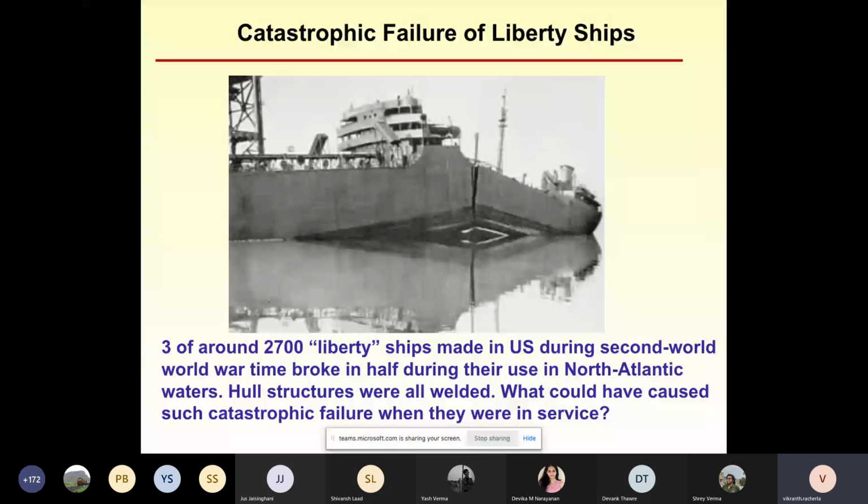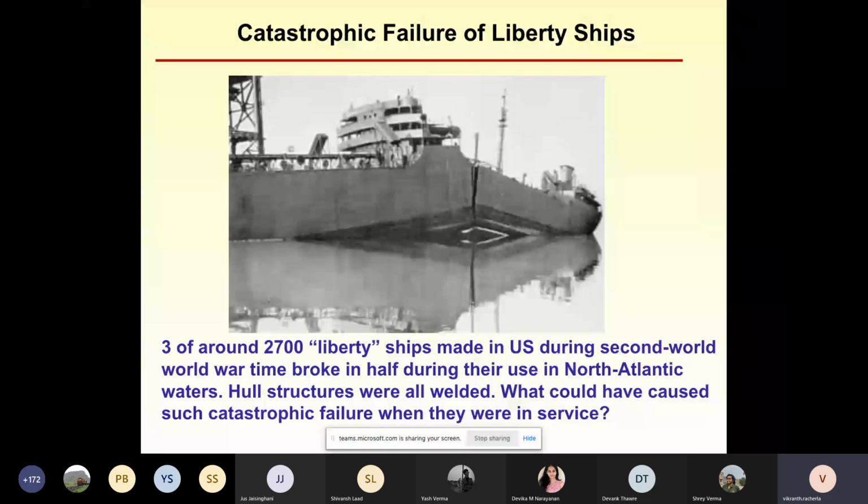The third problem was that the quality of weld was not up to the mark because not all workmen were of high quality. So because of all these reasons, they had extensive failures in these Liberty ships, and some of them had actually broken in half, either in service or as soon as they were taken out of the yard.